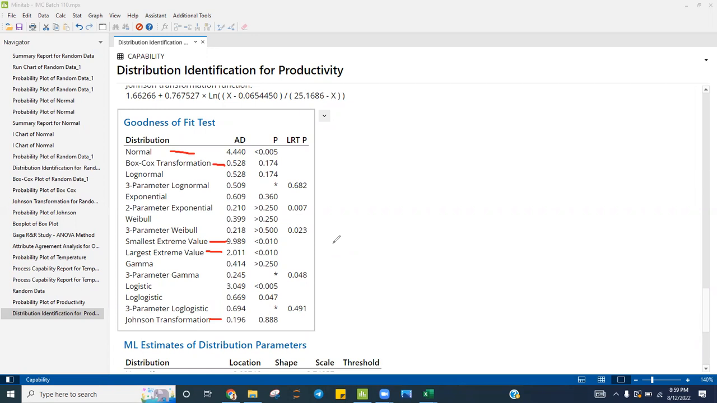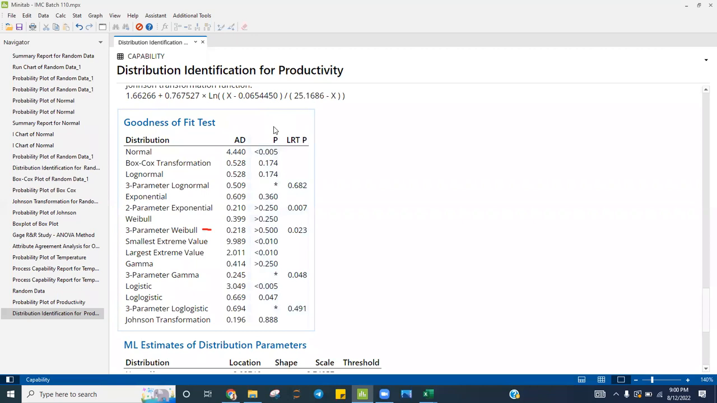Highest. Three parameter. Yes, the three parametric variable is the highest. This is the highest value. So that is my maximum probability of the distribution, which means the probability value is high. So this data is following a three parametric variable distribution.